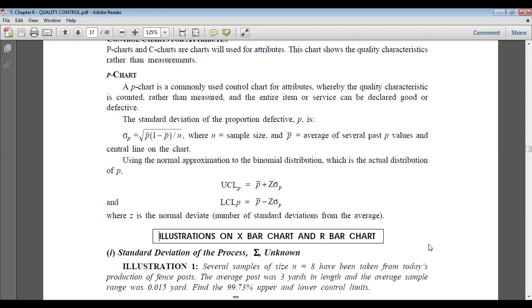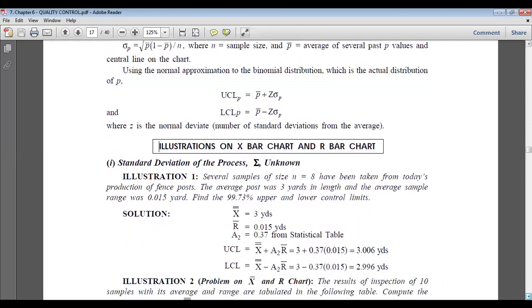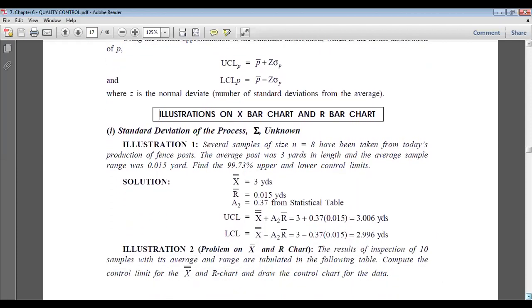This can be understood by an example, so let's come to the examples. The standard deviation of the process, sigma, is unknown. For solved example one, we can see several samples of size n equal to 8 have been taken from today's production of fence posts. So this is a case where we have to check n equal to 8.